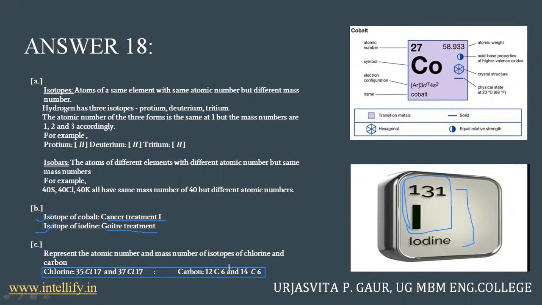Similarly, in case of carbon, you can see the atomic number is 6 in both the cases, but the mass number is 12 in one case and 14 in the other case. So these are isotopes with the same atomic number but different mass numbers.